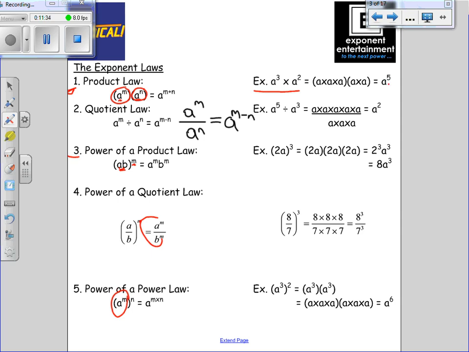The examples match up with each other, right? So this one's your quotient, we're subtracting. This one's our power of a product. We've applied it into the 2 and to the a. You guys got that.